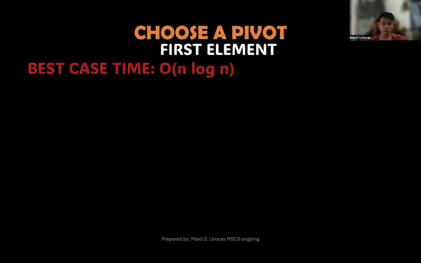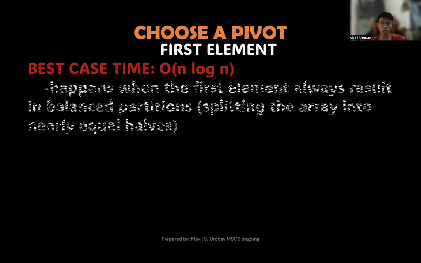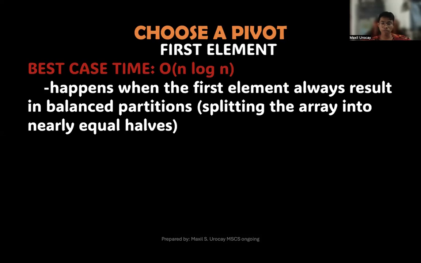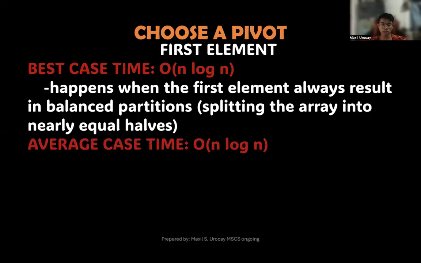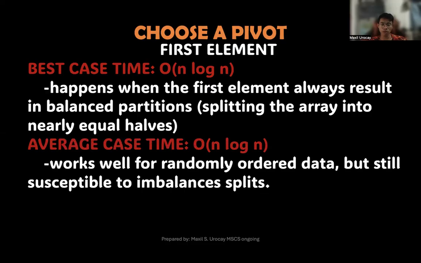And for this, next will be the first element. The best case time complexity will be O(n log n). That happens when the first element always results in a balanced partition, splitting the array into nearly equal halves. The average case time will be O(n log n), the same thing. It works well for randomly ordered data, but is still susceptible to imbalanced splits.